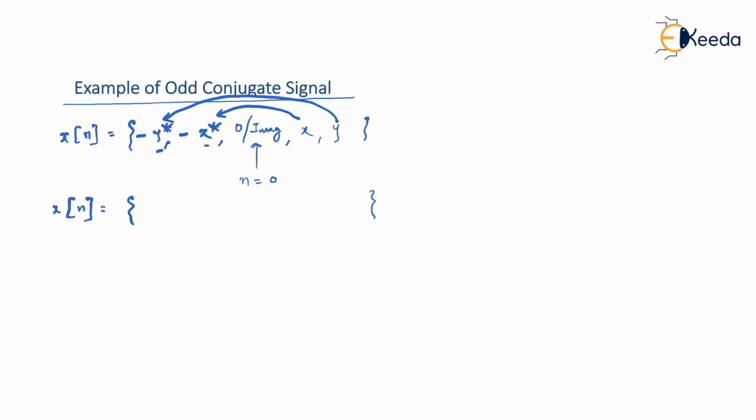So I'll start with n equal to 0 position. At n equal to 0 position, we can have 0 value also. Also, we can have some imaginary value. Let me assume some imaginary value like this, that is 3j. Let us assume we have 2 plus 3j here. Let us assume we have 4 minus 4j here. Is that right? So now we have to again follow the above format to make it an odd conjugate signal.